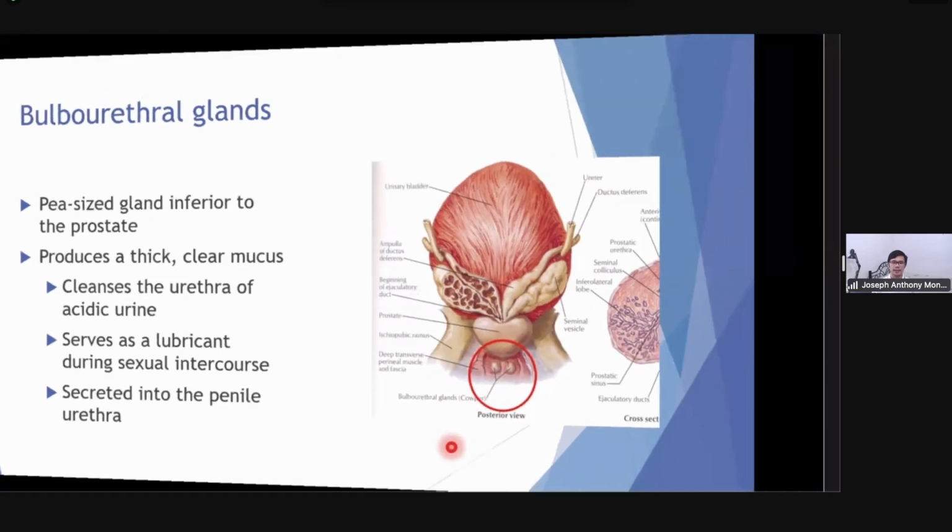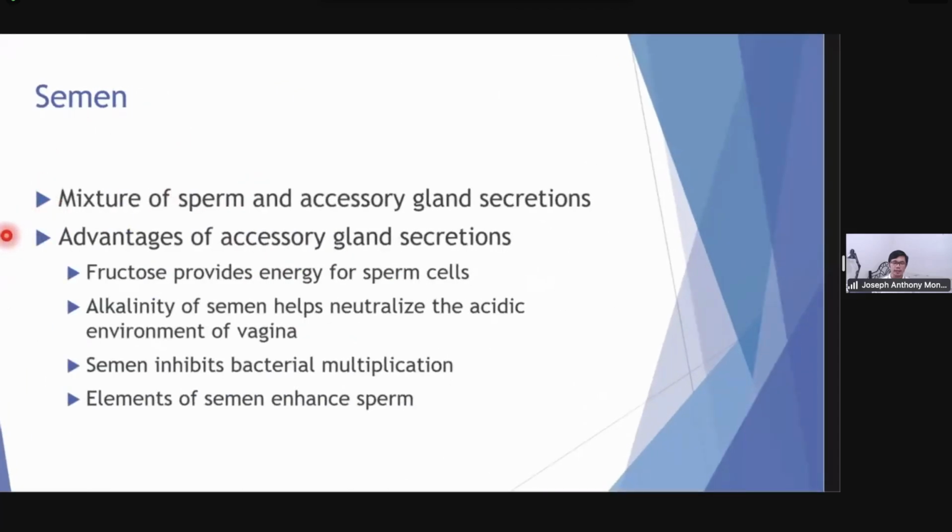That's all for that. Okay, we have now discussed the semen. It's a mixture of sperm as well as the secretions from the accessory glands. So the advantages of the accessory glands, as we've discussed earlier: the fructose will serve as an energy source for the sperm cell during its transport. And the alkaline environment of the semen will help neutralize the acidic environment of the vaginal wall to further favor fertilization of the ovum. Also, the semen inhibits bacterial multiplication, and some elements of the secretion of the accessory glands help in maturation of the sperm or the spermatozoa.